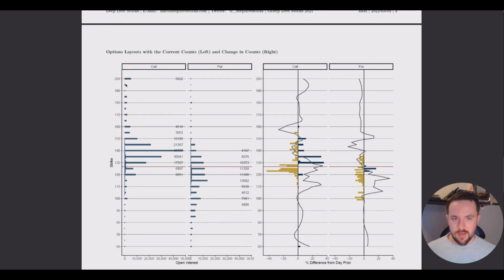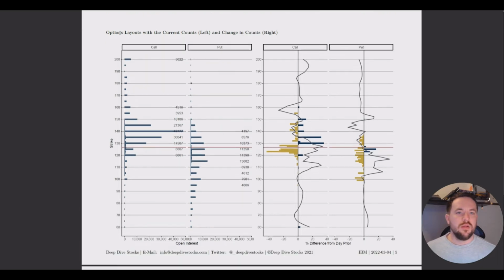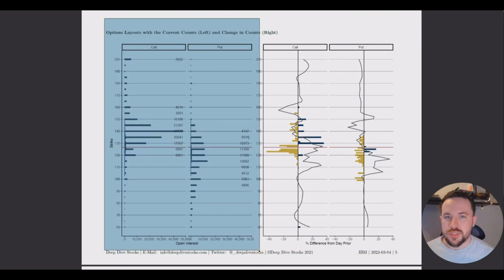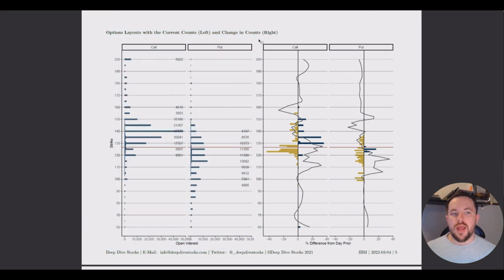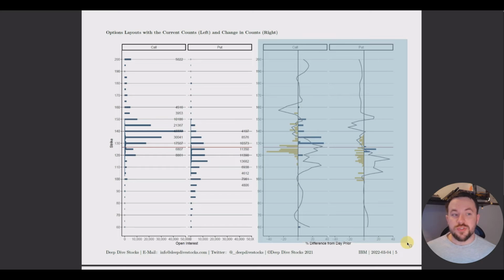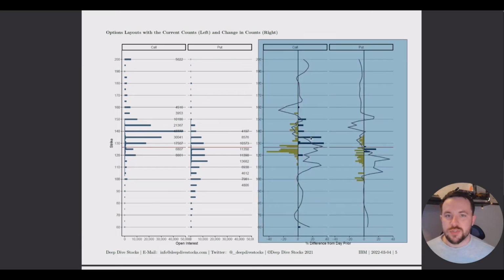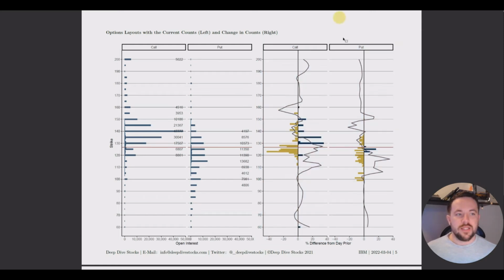We like to see a nice normal distribution curve for the calls. So real quick, the options on the left, they are how the options are today. And so we have the calls on the left, the puts on the right. And then over here, we have the change in the options where the bars represent the change in the open interest count from the day prior. And the lines represent the average change at that strike over the past month.